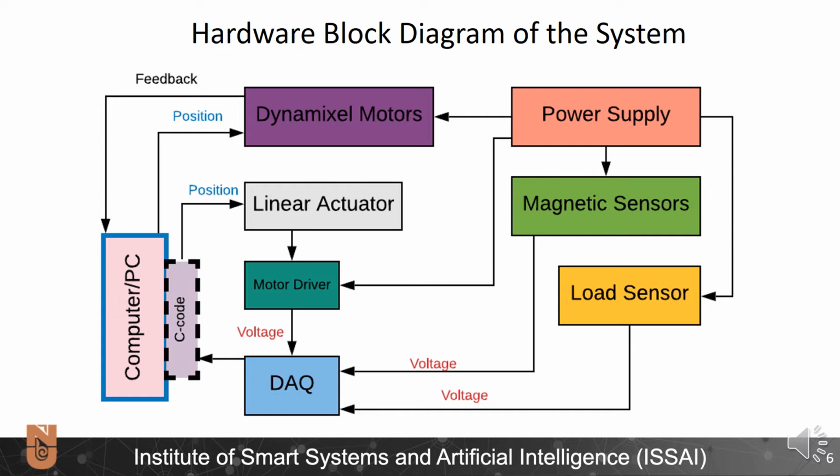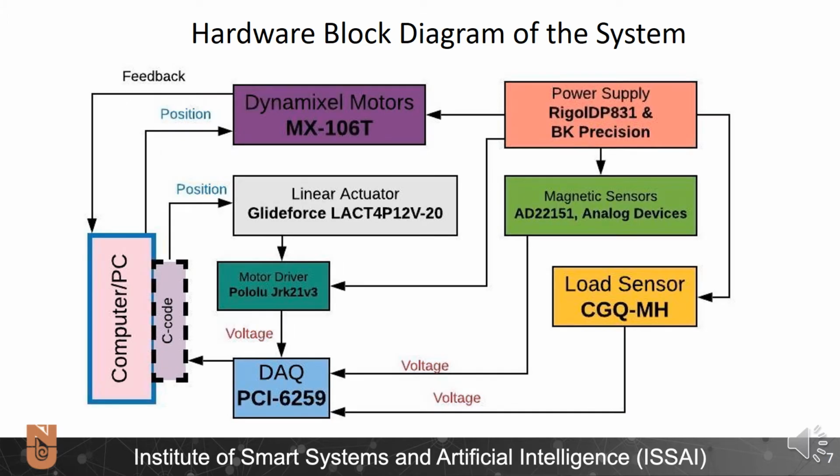Then all this data goes to the computer and is processed in the implemented PID closed loop control system in C code. Finally, the resulting output values are sent to the Dynamixel motors and the linear actuator as the position. This slide shows the previous hardware block diagram of the system, but in this case it provides a detailed description of the elements of the system.